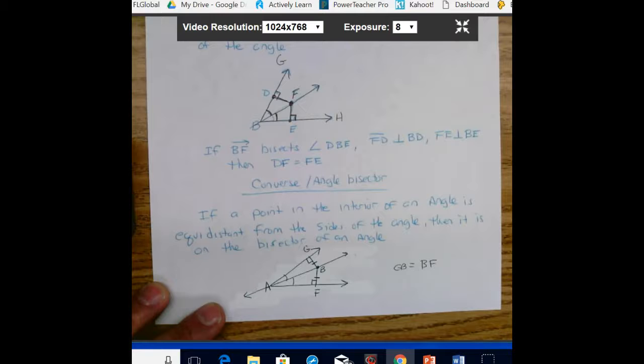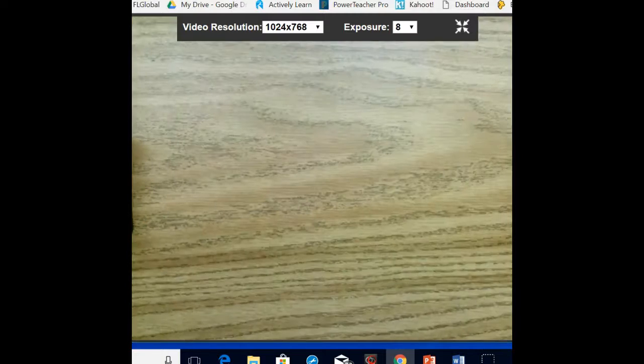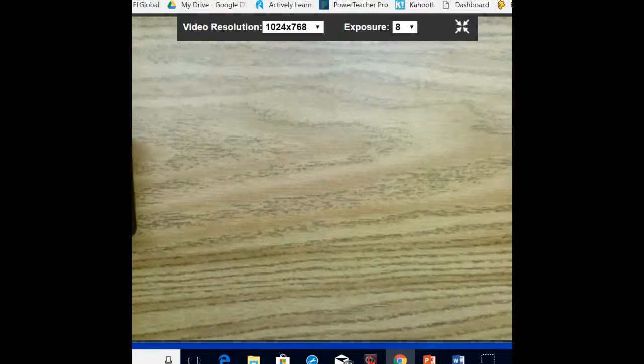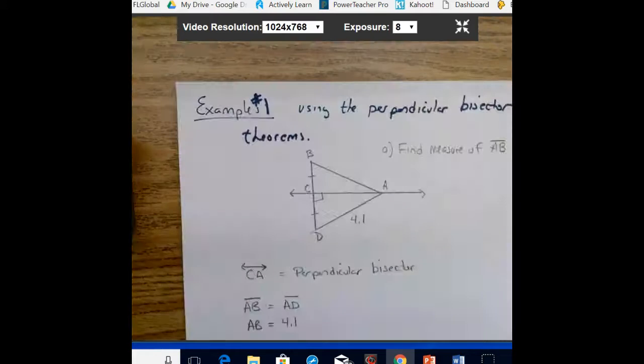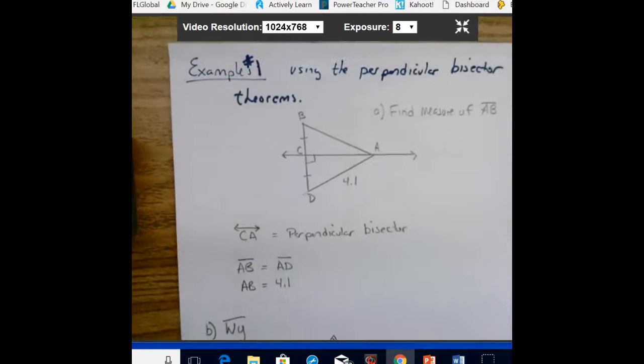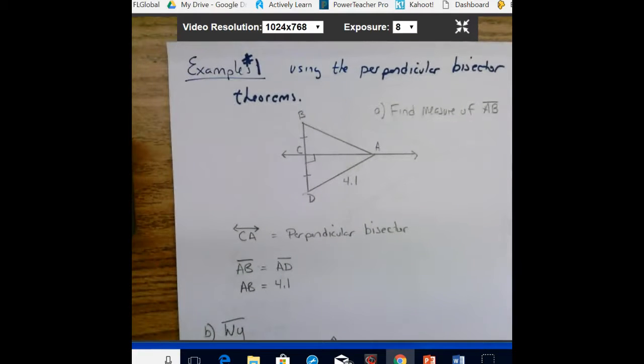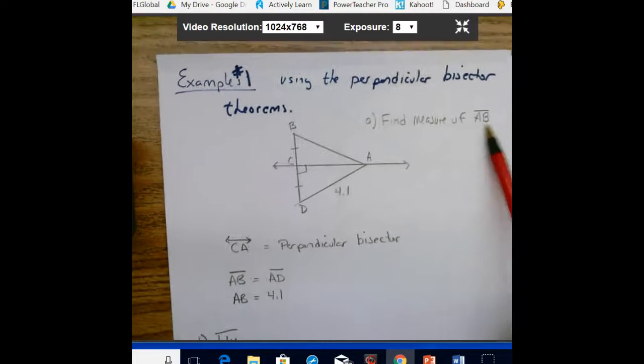I'm now going to show you a few problems, and then we'll move on and be done with the notes. And these are pretty basic. I just want to show them to you. So this is example 1. This is use of the perpendicular bisector theorem. And this one says find the measure of AB.